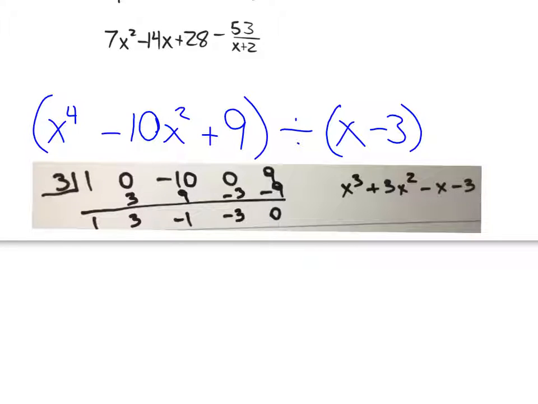So we bring down the 1, times 3 is 3. Add down to get 3. Multiply by 3 to get 9. Add down to get -1. Multiply by 3 to get -3. Add down to get -3. Multiply by 3 to get -9. And then add down and we get 0. So there is no remainder. Notice again, we started with x to the 4th, so this first term is going to be x cubed plus 3x squared minus x minus 3.